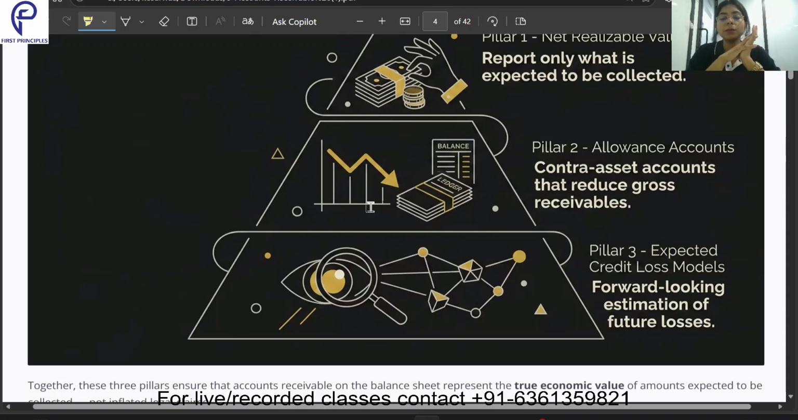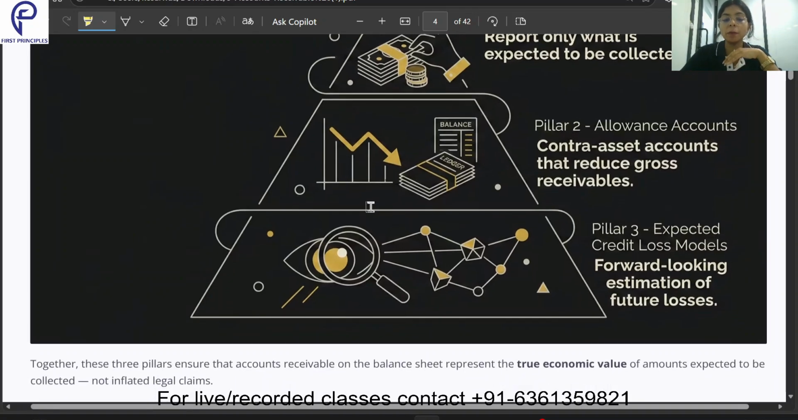Then pillar number 3, the expected credit loss model. We anticipate, we expect that this much credit loss is going to happen, this much bad debt is going to happen. So we have a futuristic approach, and according to that we account for the charges in our books of accounts. Because of these three pillars we get the true economic value of the amounts that should be represented on our balance sheet for accounts receivable.